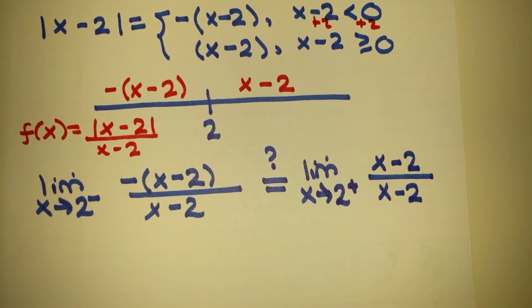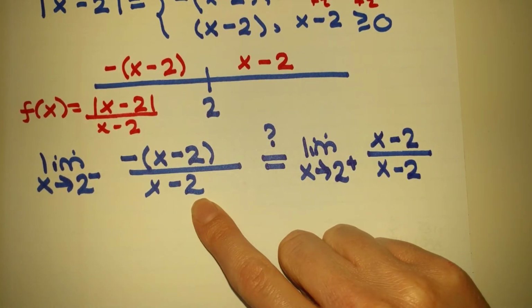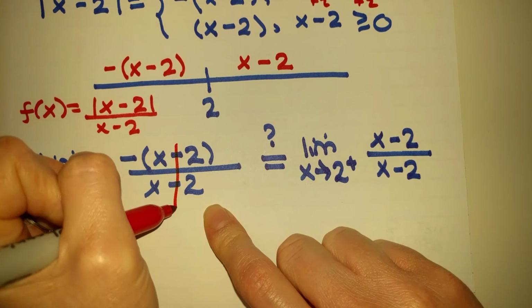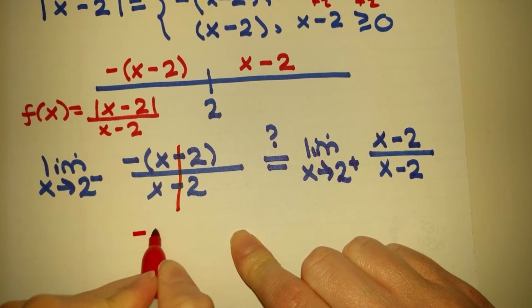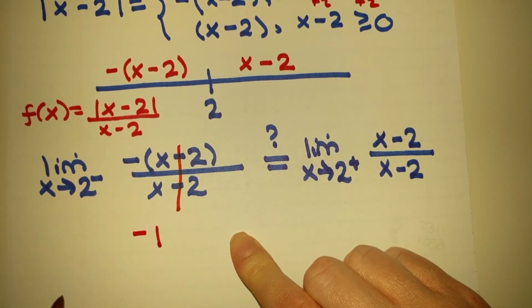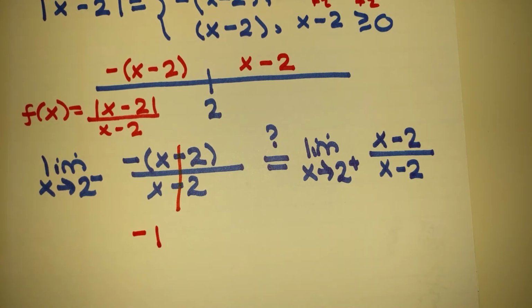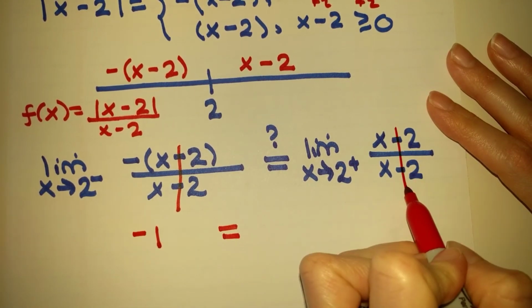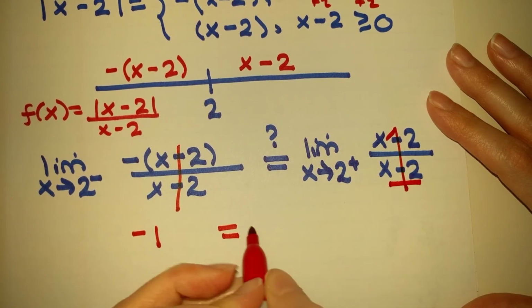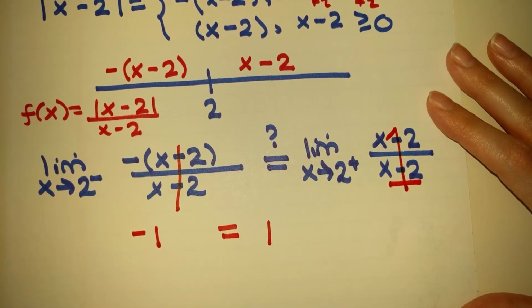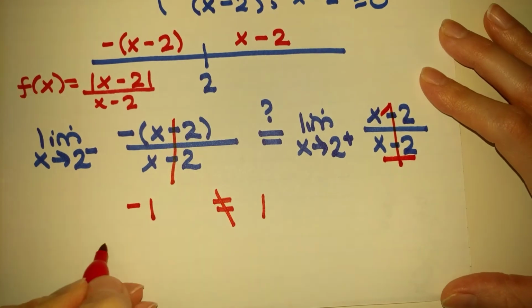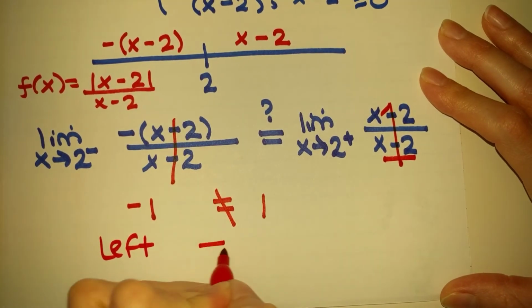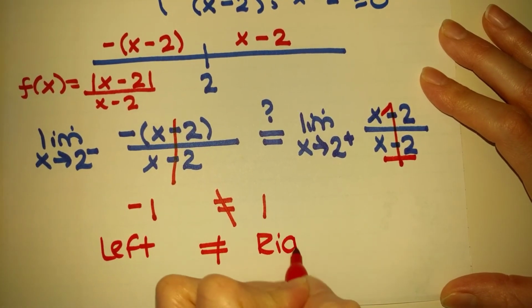Now, if I look at just evaluating this limit, we now see that these x minus 2's cancel out, and we're left with negative 1. And when we're left with negative 1, there's nothing to plug in. That is our limit. On the right-hand side, though, we see that these x minus 2's cross out, and we are just left with positive 1. So what this is telling us is that the left-hand limit is not equal to the right-hand limit.